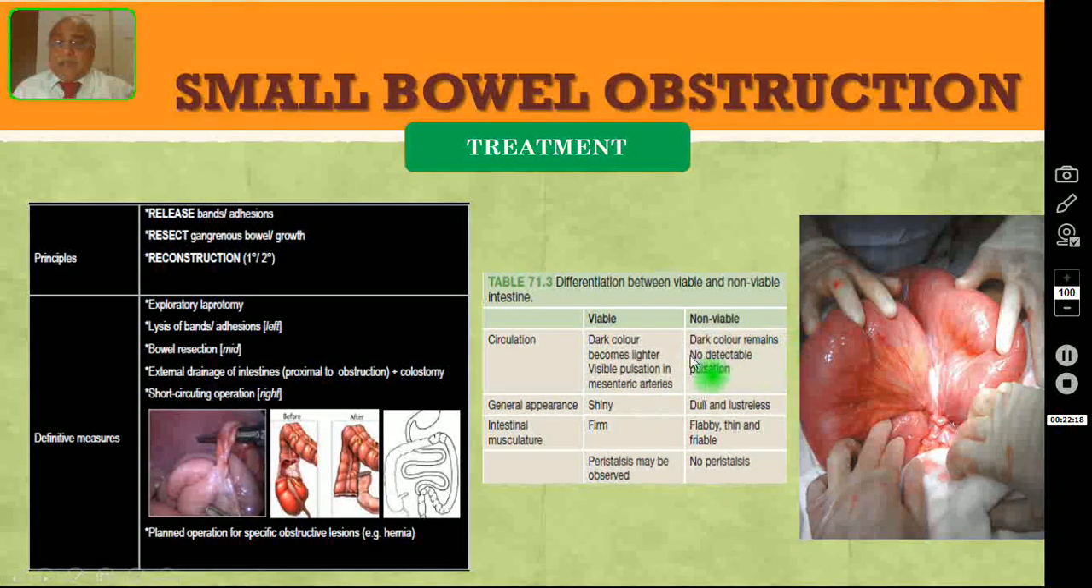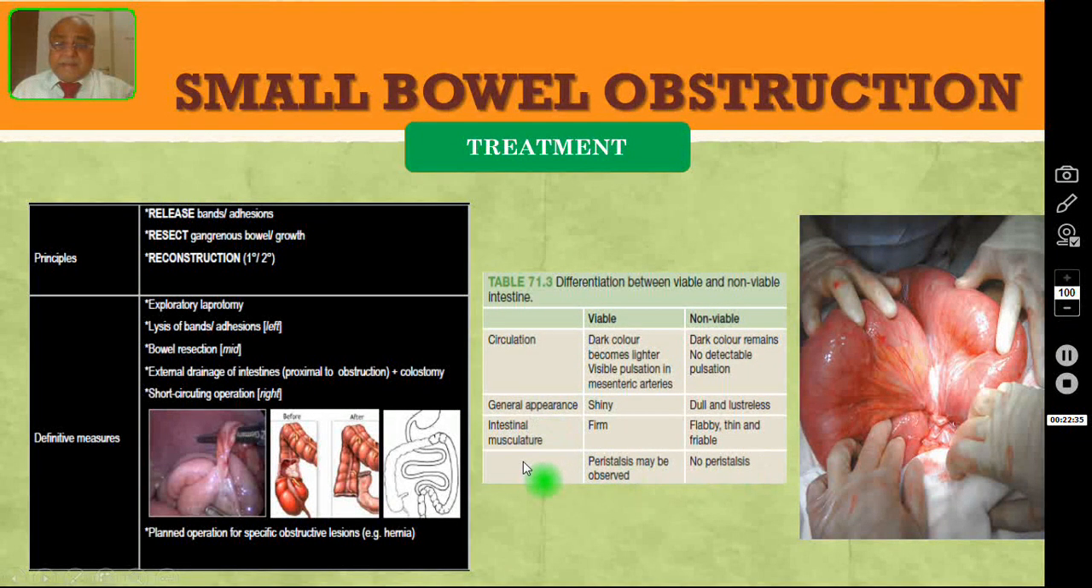In non-viable bowel, the dark color remains as such, with no detectable arterial pulsation in the mesentery. In general appearance, viable bowel is shiny, whereas non-viable bowel is dull and lusterless. Intestinal musculature is firm in viable bowel, whereas it is flabby, thin and friable in non-viable bowel. Peristalsis may be observed in viable bowel, whereas in non-viable bowel there is no peristalsis.